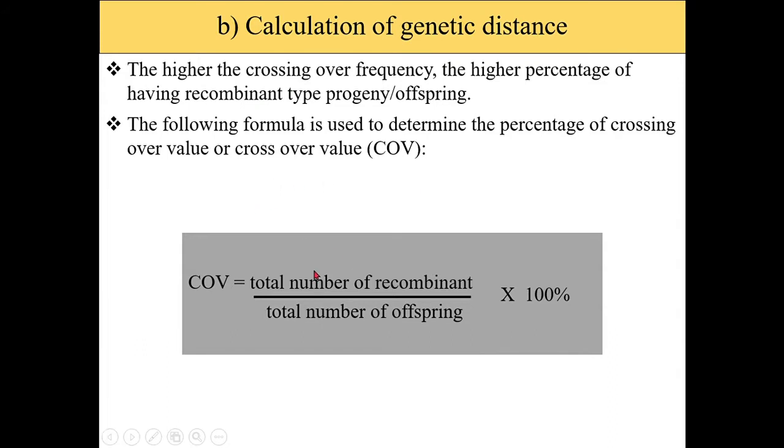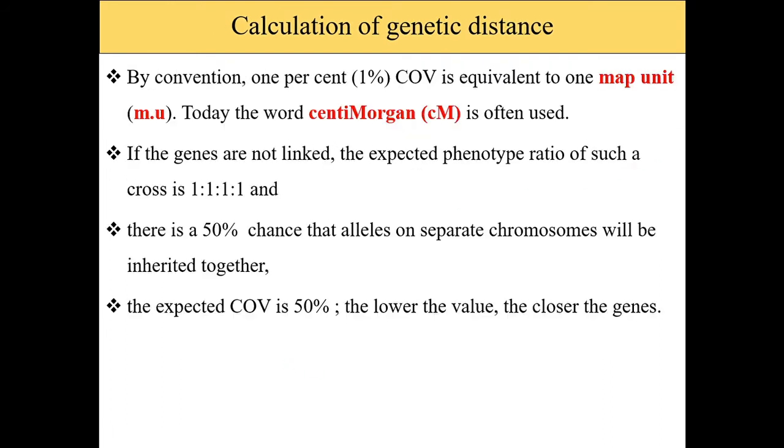So let's say we know the total number of recombinant offspring from that cross, and then the total number altogether of offspring produced, and times it with 100. So we can find the crossing over value. Remember that the crossing over value is also equal to the distance between two genes on the same chromosome. So that's why by convention, let's say 1% of crossing over value is equal to 1 map unit.